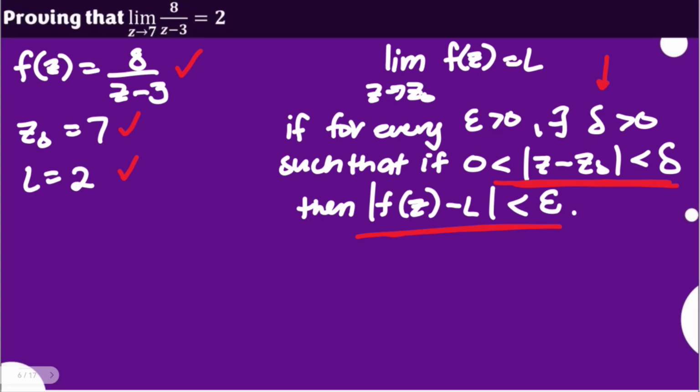Now, some references and some of our professors tend to show this direct proof. But for the purpose of parallelism with the previous two videos and the videos on proving limits under real numbers, or in real analysis, let's use some scratch work. This scratch work will allow us to identify the representation for our delta. We need to show that the distance from z to z sub 0, which is 7, is less than delta.